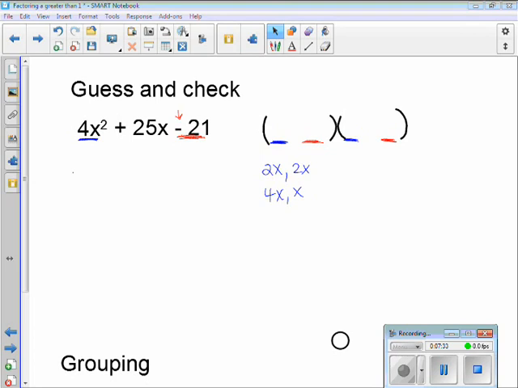All right, so to create the 4x squared, some choices would be 2x and 2x, or 4x and x. Some choices for the negative 21 would be negative 3 and 7, and negative 7 and 3. So what we're going to do is put those choices, we have a few extra choices here, into their appropriate spots. We'll check and see if it generates what we're looking for, okay?